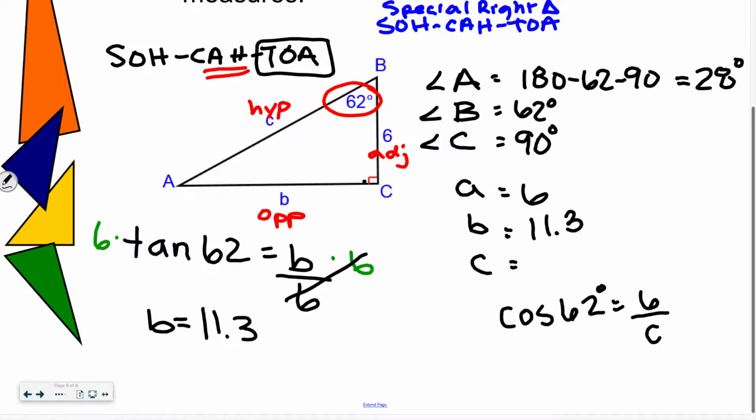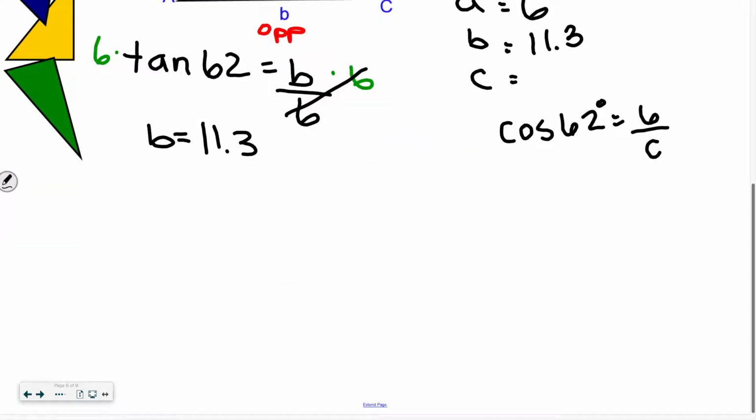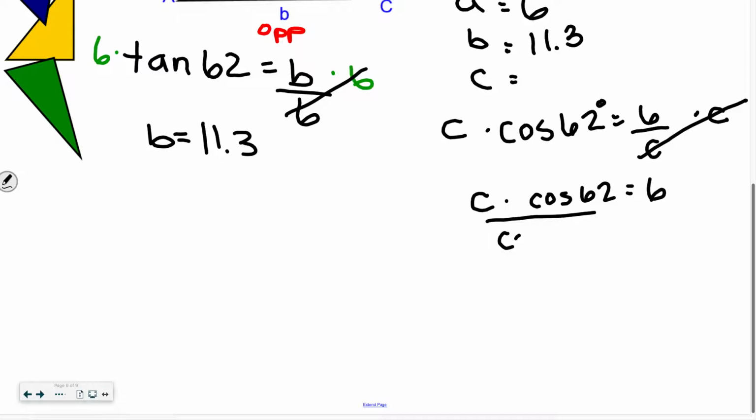Now, I wanted to show this one because your variable's in the denominator, and that sometimes people have trouble with. Your geometry teacher might have taught you rules for this, like you just know how to set it up. But I'm just going to talk about the algebra part of it. If you want to solve for a variable that's in a denominator, get it out of the denominator, right? Multiply both sides by c. So now I have c times the cosine of 62 equal to 6. I want to get c all by itself, so I have to divide by cosine 62.